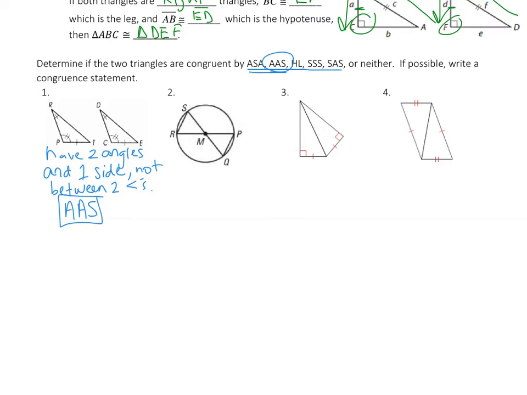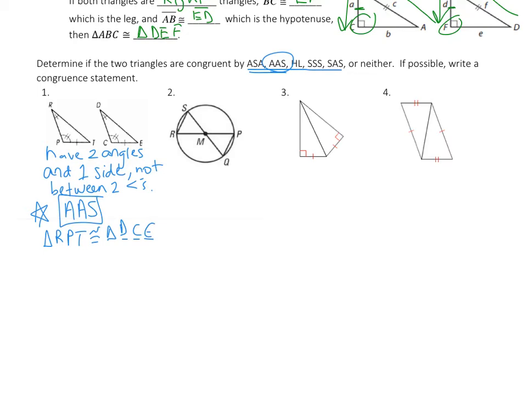Just like before, we need to write the congruence statement. So if we write RPT, I want you to fill in what the order of the other part needs to be for our second triangle. R is congruent to D, so that has to go first. My P is congruent to C, so that has to go second, and then the remaining letter is E.